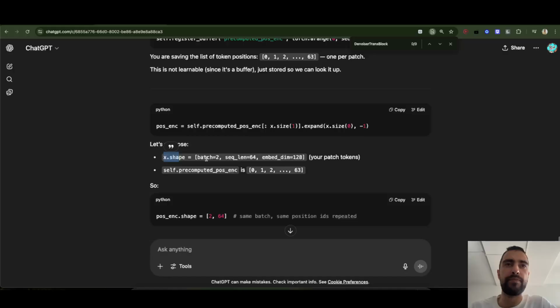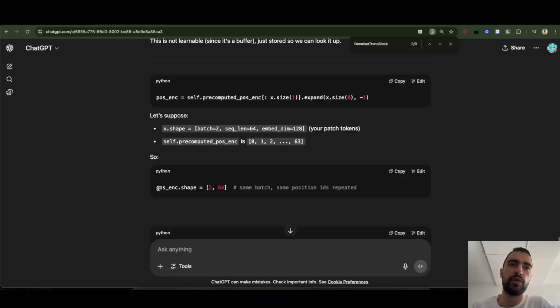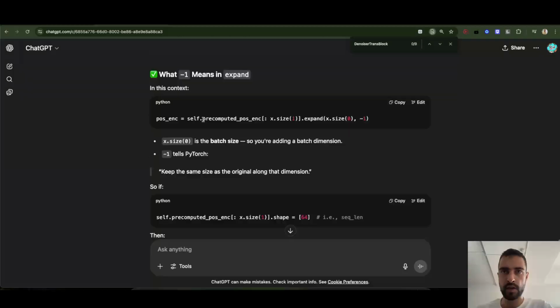Let's suppose X shape is batch, sequence length 64, and embedding dimension 128. So these are the tokens, the X, the input. Pre-computed positional encoding from 0 to 63. So positional encoding shape is 2, 64. Same batch, same position IDs repeated. We have this initial pre-computed vector 0 to 63, and that's just for one image. Depending on the batch size, depending on the number of images, we want to multiply that for every image. So we have one for every image.